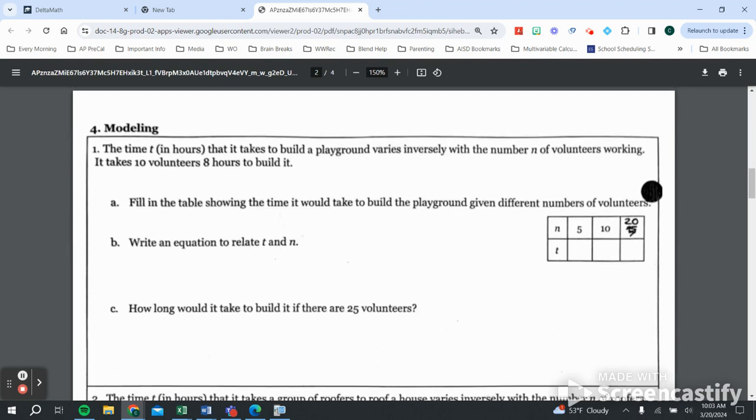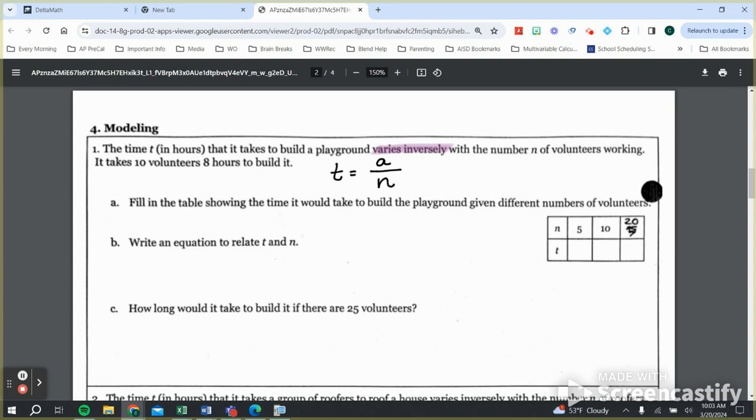All right, let's look at a word problem here. It says the time in hours it takes to build a playground varies inversely with the number n of volunteers working. So the hours t varies inversely with the number n of volunteers working. So we know that our t varies inversely with n.